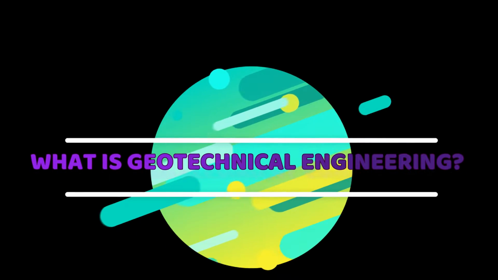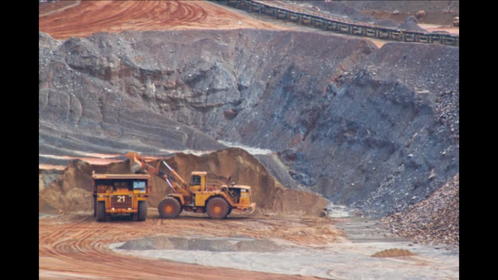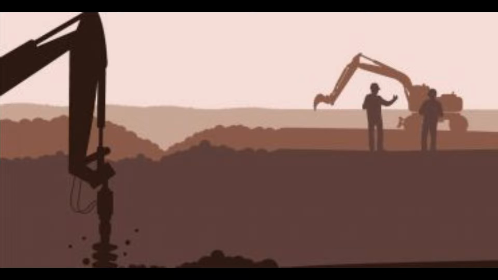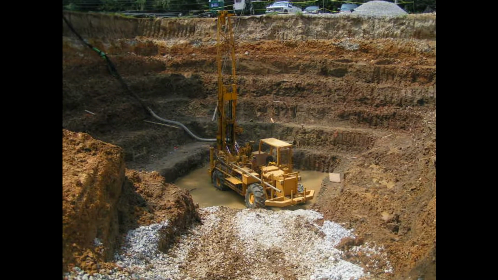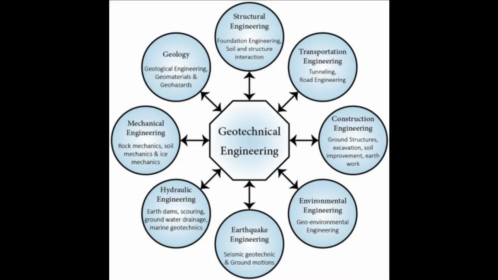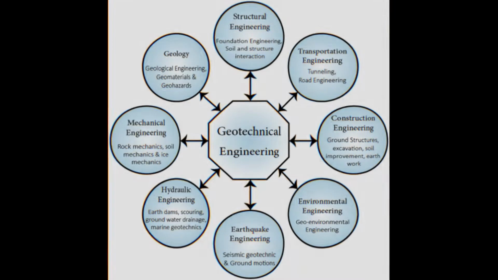So we proceed to our basics. What is geotechnical engineering? Geotechnical comes from geo, which means earth, and technical, which means having special knowledge. And what do geotechnical engineers do? First, evaluate soil properties to fully understand the below surface condition of an area and design the foundation that the structure will be built on. Geotechnical engineering also involves structural engineering, transportation engineering, construction engineering, environmental engineering, earthquake engineering, hydraulic engineering, mechanical engineering, and geology.